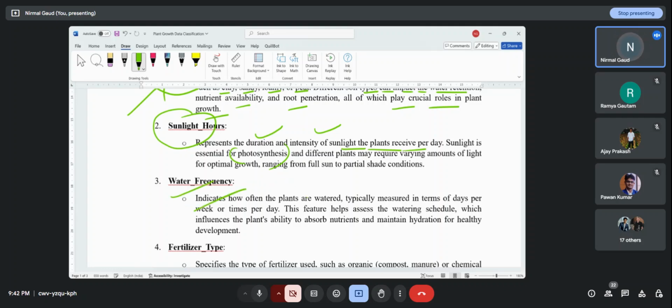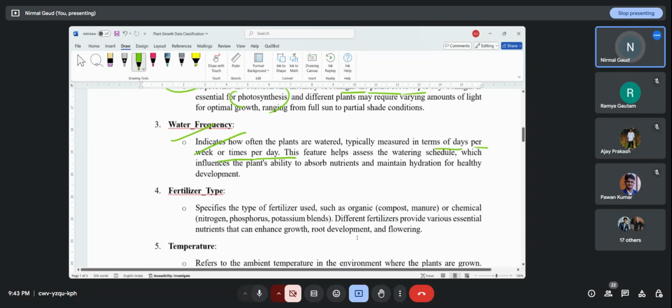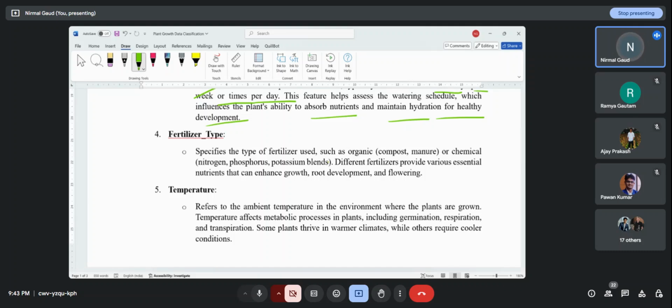Water frequency, how much is required, in terms of days per week or times you are giving water to the plant. What is the schedule so that the plant can absorb the nutrients and maintain hydration for healthy development. Fertilizer type: these are the chemical or organic components, like nitrogen, phosphorus, potassium, that save the plant from unhealthy things and supply the nutrients for growth, root development, and flowering, everything.